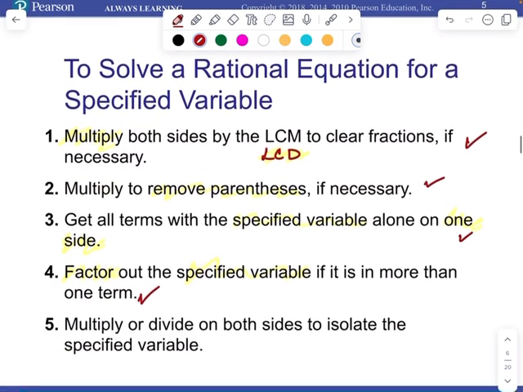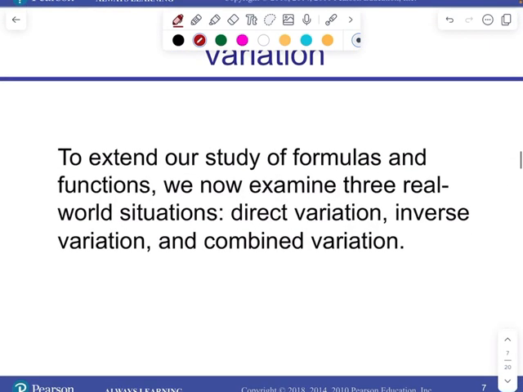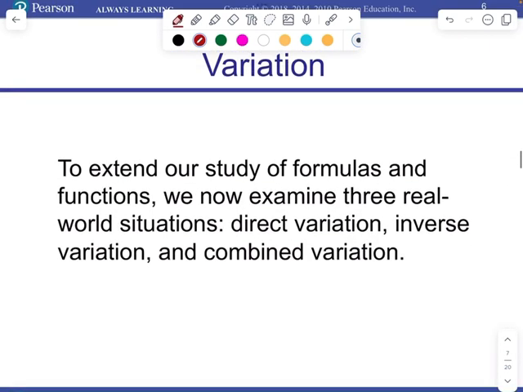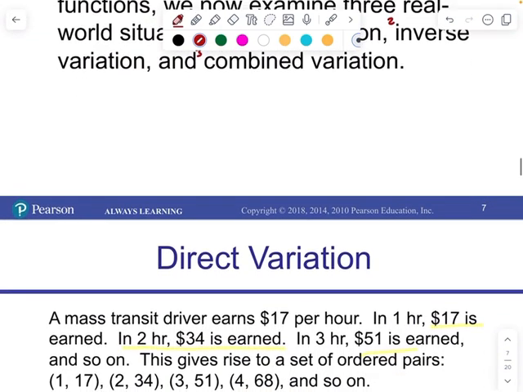Then we went on to talk about solving a rational equation for a specified variable, and these are the steps that you would use in order to solve for a specified variable. So I'll let you pause your video if you need to look at that. And then we talked about variation, and direct variation, inverse variation, and combined variation are the three forms that we're going to be discussing in here. So 1, 2, and then 3. Okay, and so let's just get started with this.